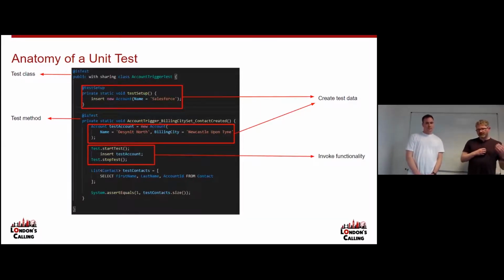And then we're actually going to invoke our functionality, in this case by inserting an account that we've created to run the trigger. And if you look out for the test.startTest and test.stopTest, then that's going to show you where your invocation is, and it'll help you figure out what the test is about.